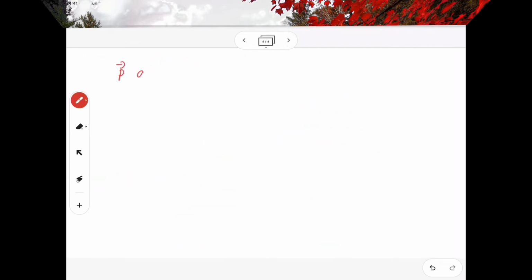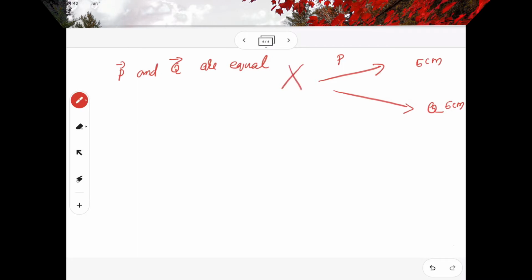Now consider vector P, whose magnitude is 5 centimeters, and this is vector Q, whose magnitude is 5 centimeters. My question is whether P and Q are equal, or can you consider these two vectors as equal? The answer is no. Even though they have the same magnitude, the direction is different. So we cannot consider these two vectors as equal vectors.